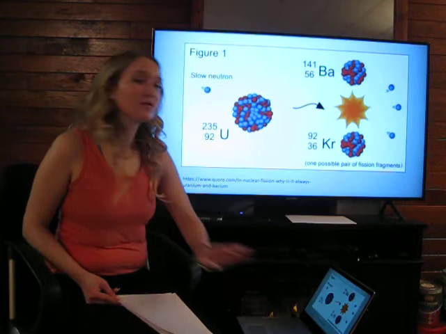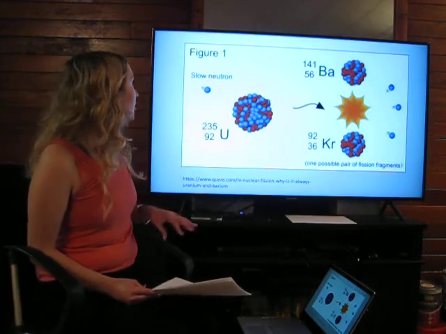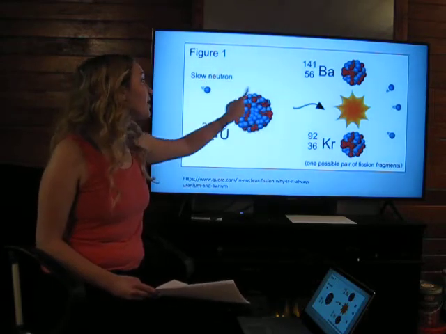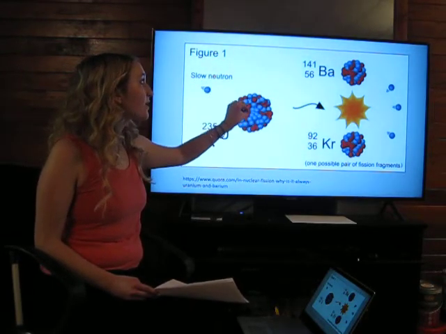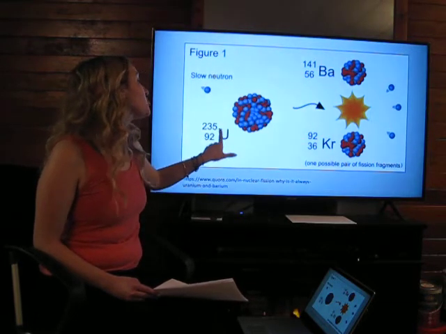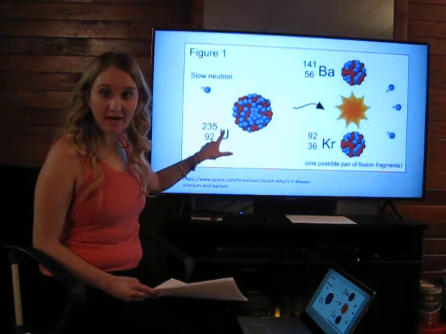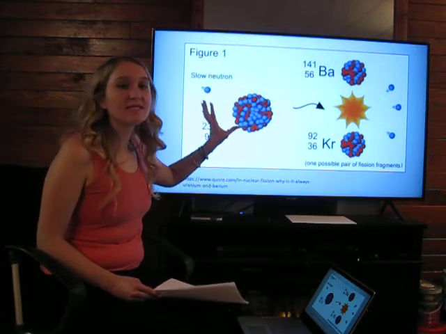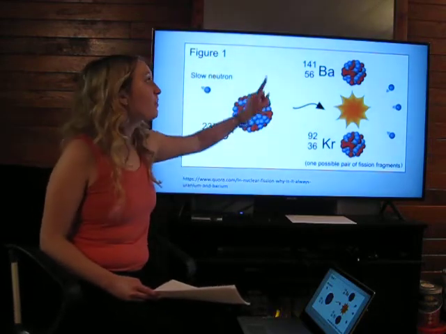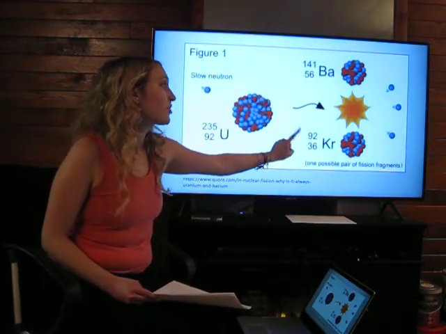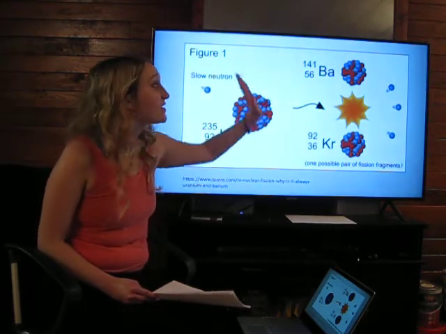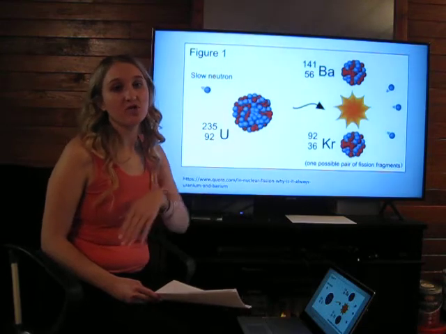Here I'm going to show you a little picture of what actually occurs. Here you have a slow neutron. It's going to collide with uranium-235. When it collides, it forms uranium-236 momentarily. And then that splits into two products, barium-141 as well as krypton-92. It also releases a large amount of energy and some heat, and 3 neutrons are also produced.